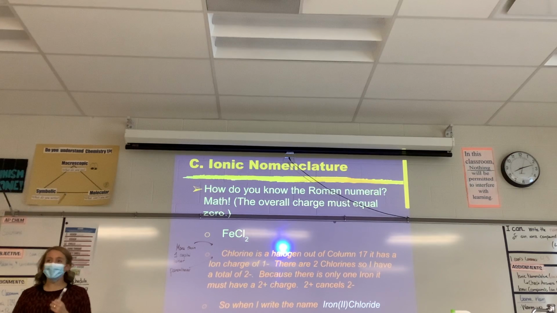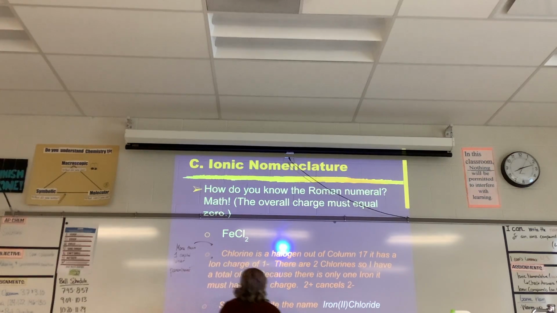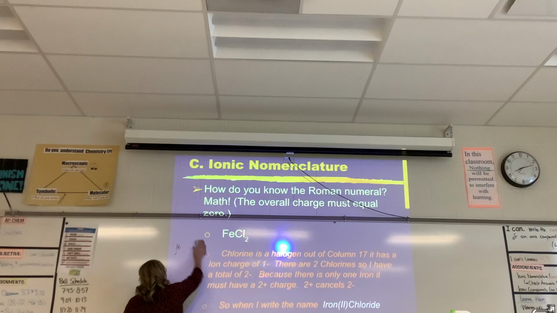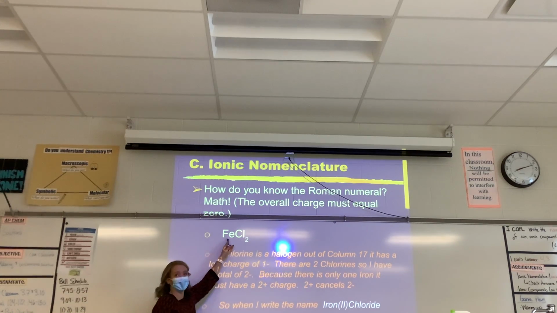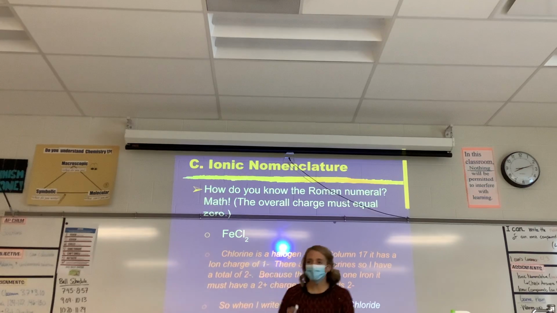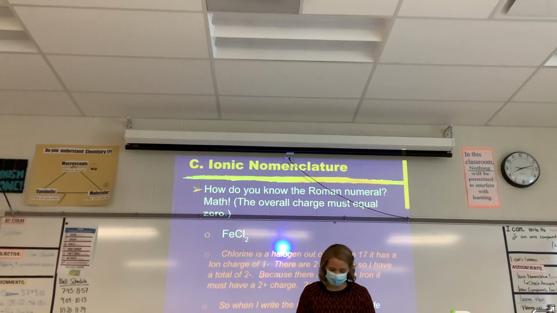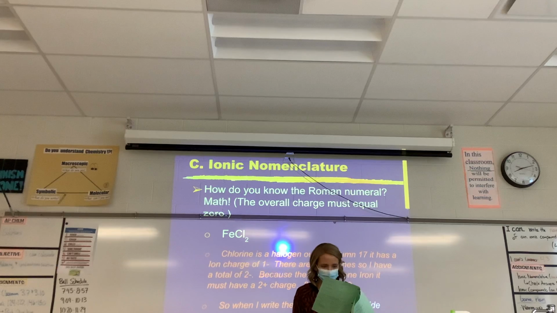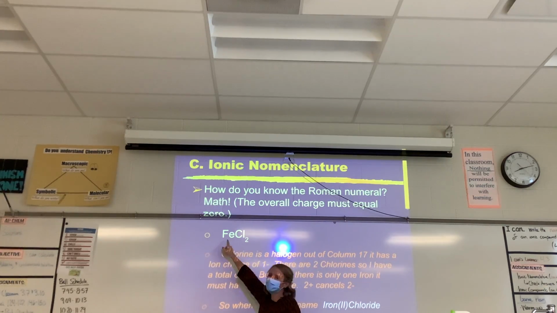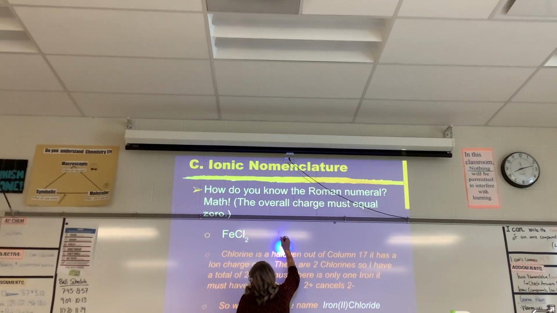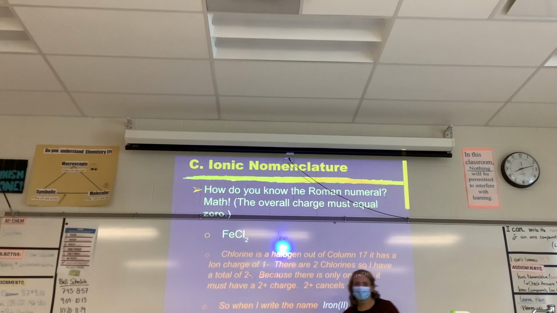Okay, let's talk about how we figure out what the Roman numeral is. So let's do a practice problem here. Here's my formula, FeCl3. We want to write this substance's name. So the first step is to name the first thing. What's Fe? Iron. So first step, name the metal.